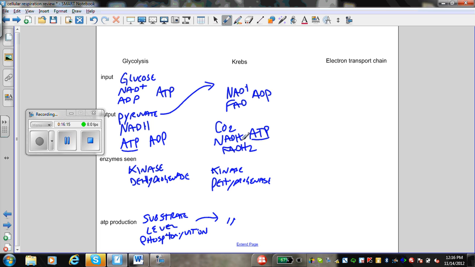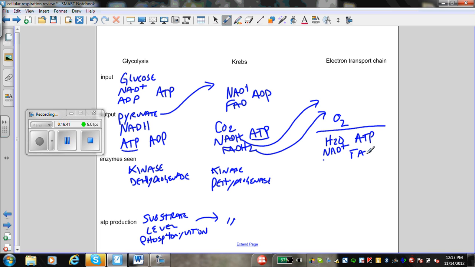Then for electron transport chain, we're going to take the NADH and the FADH2, send these over to the electron transport chain. The other input that we're going to put in is oxygen. Oxygen turns into water, right? Output, we get lots of ATP. We also get NAD+ and FAD, right? So these, NAD+ and FAD, they can go back over here to the Krebs cycle or back over here to the glycolysis, get refilled, and recycled.